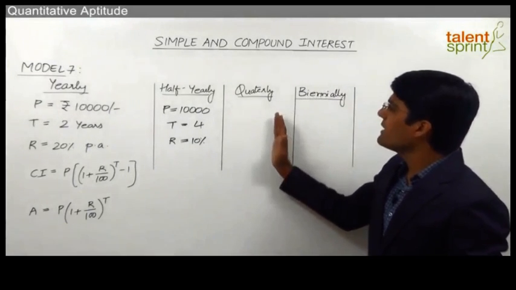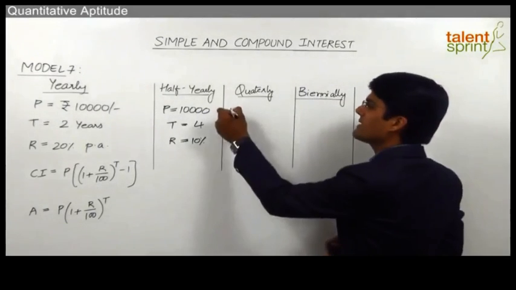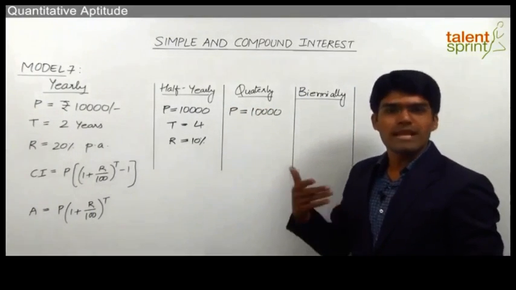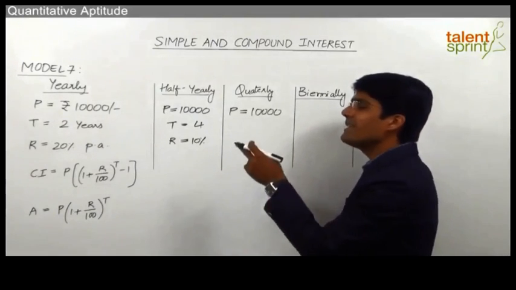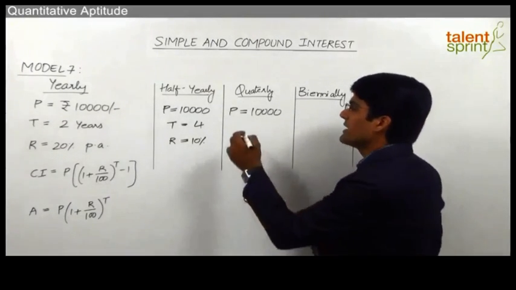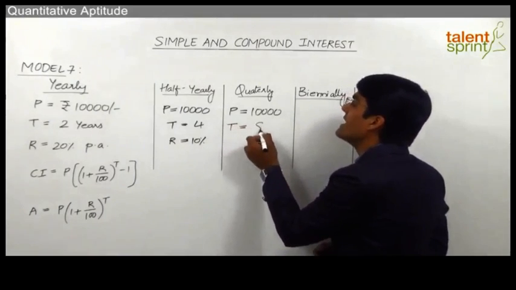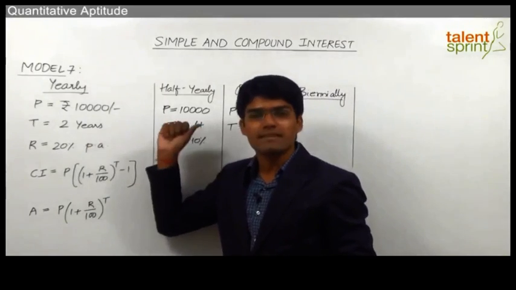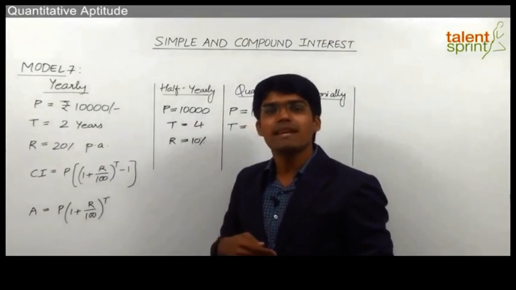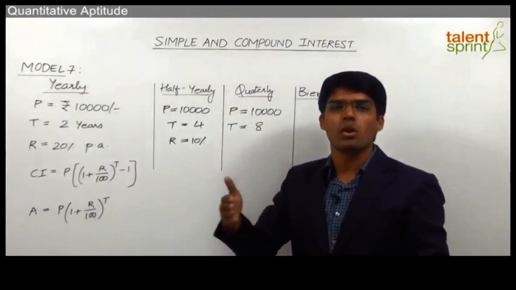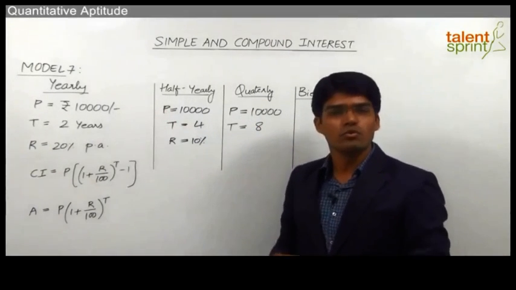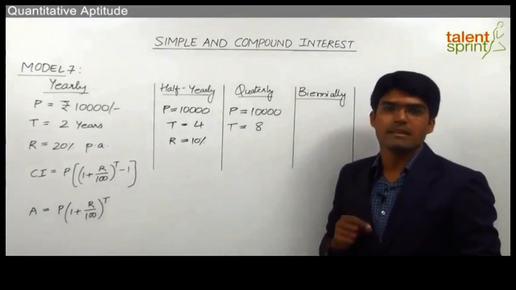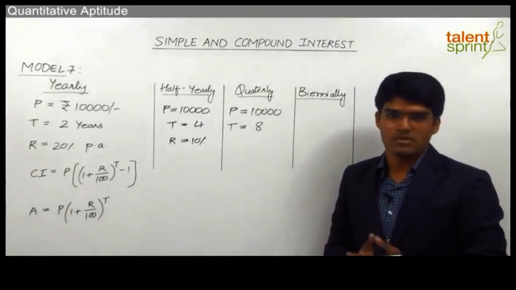Now coming to quarterly calculations, again the principal doesn't get affected. It will be equal to rupees 10,000, as it is nowhere related to the type of compounding. Only the time period and the rate of interest would change. So the time period here will be equal to 8 periods. Why? Because 1 quarter is equal to 3 months. And in a span of 2 years, we get 8 quarters. 1 year has got 4 quarters. So 2 years will have 2 into 4, that is 8 quarters. So the time that will be used in the formula should be 8 periods, where each period is 3 months or 1 quarter.